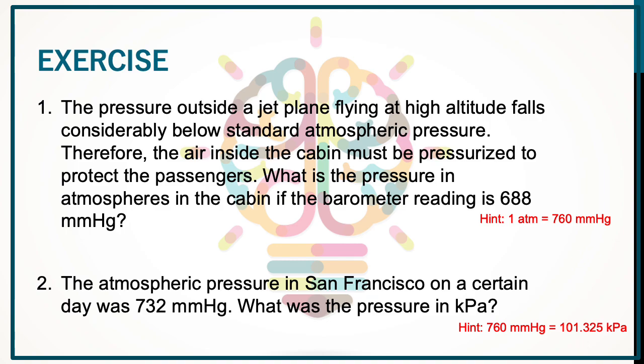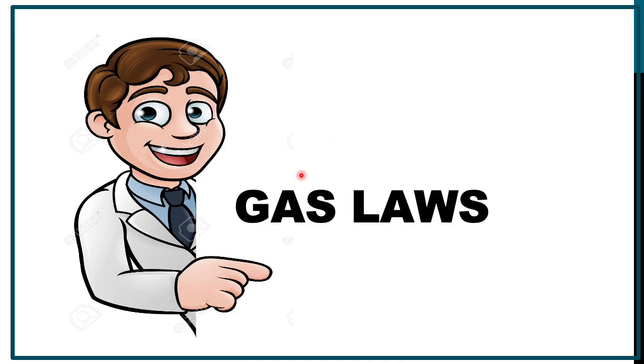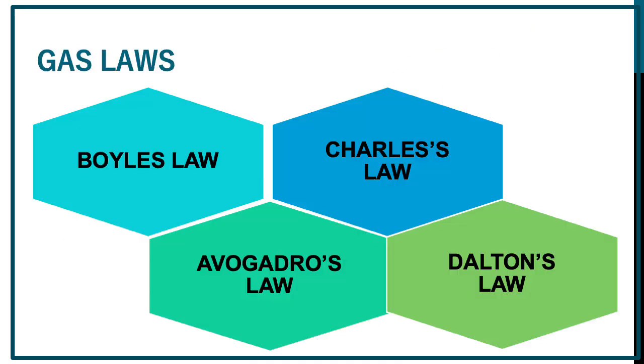Okay, now we go to gas laws. So actually there are 4 types of gas laws. First one is Boyle's law. Second is Charles' law. Third is Avogadro's law. And lastly is Dalton's law. So all here are gas laws.